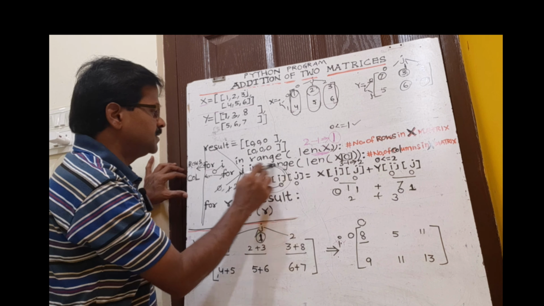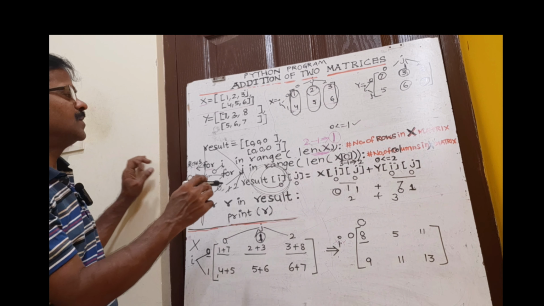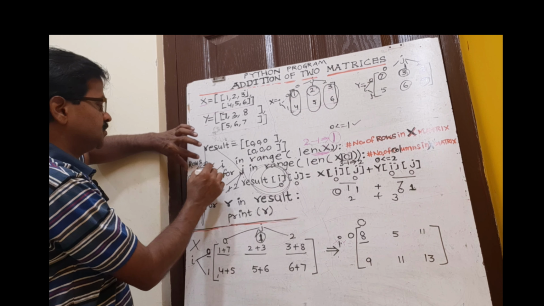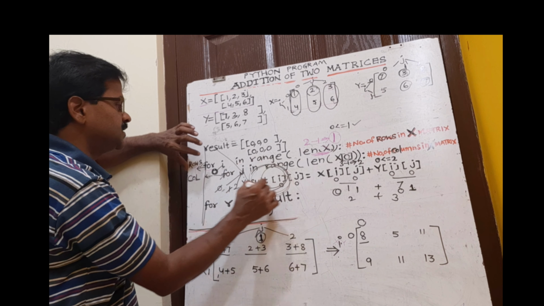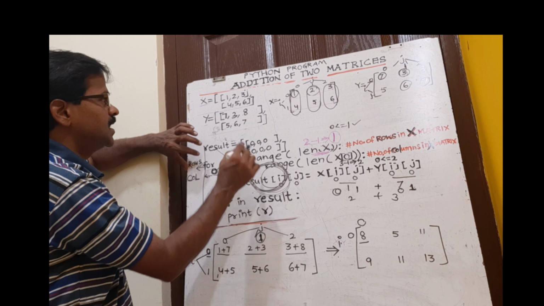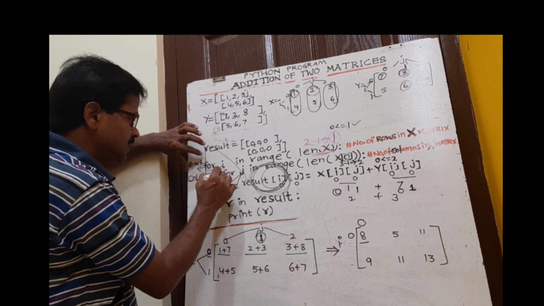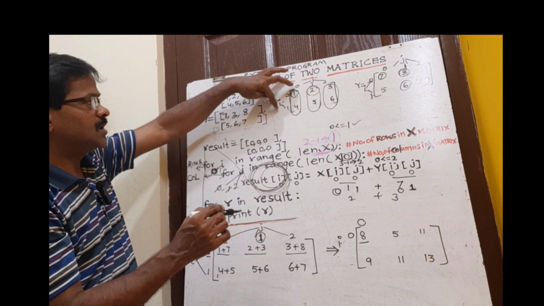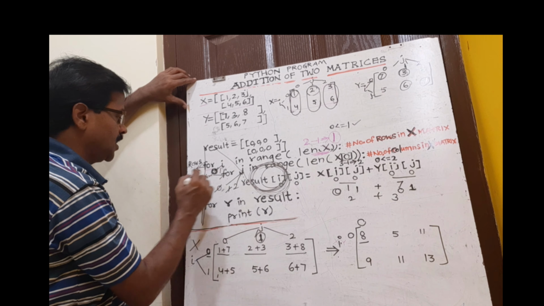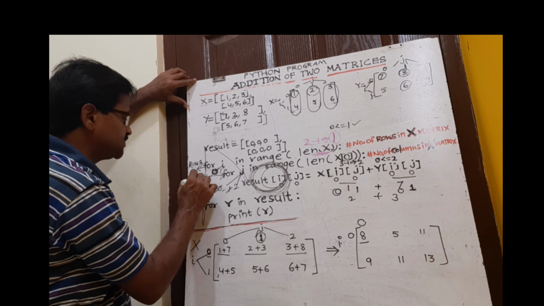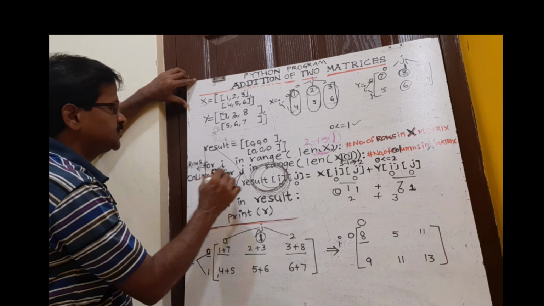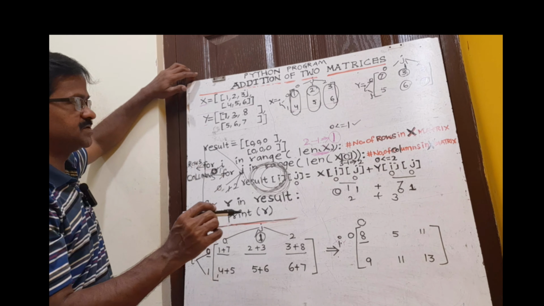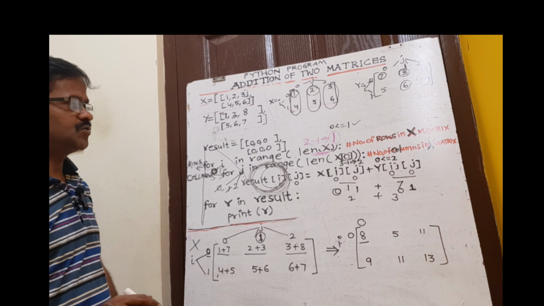We will enter here and j will be iterated. How many times? j 3 times, 1, 2, 3. Whenever i is 0, j will be iterated 3 times. Next, in the next row, that is i1, j will be iterated 3 times. Why? Because rows are 2, columns are 3. This inner loop is for columns, so the inner loop will be iterated 3 times. The outer loop will be iterated 2 times. Okay, this is the addition of two matrices.